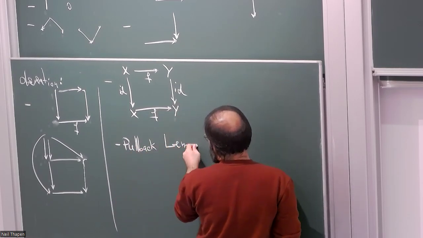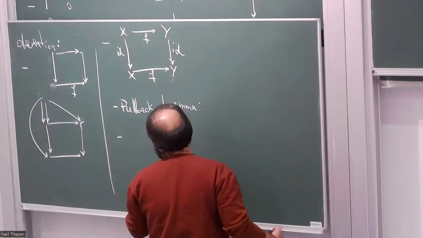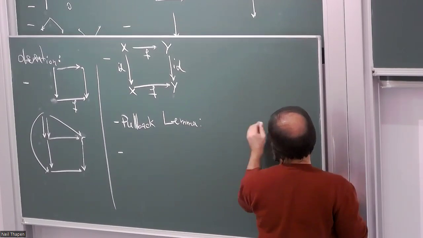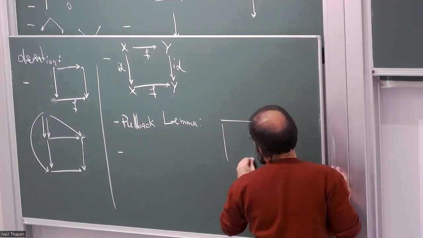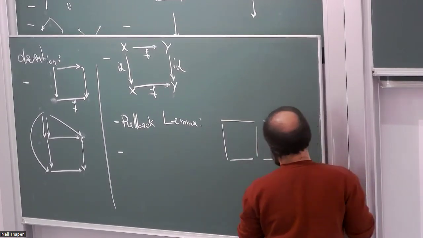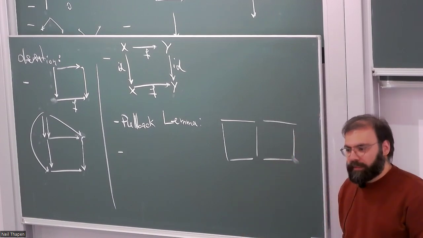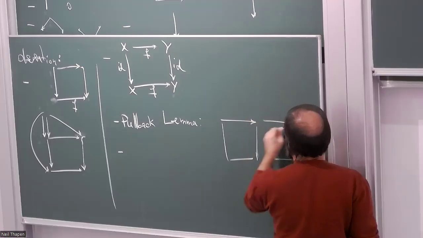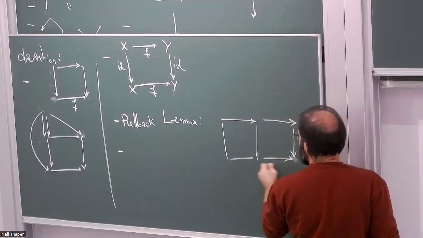The pullback lemma is just the following. So first, let's say that I have this. Right? That's a commutative diagram that I have. Of course, these are also important.